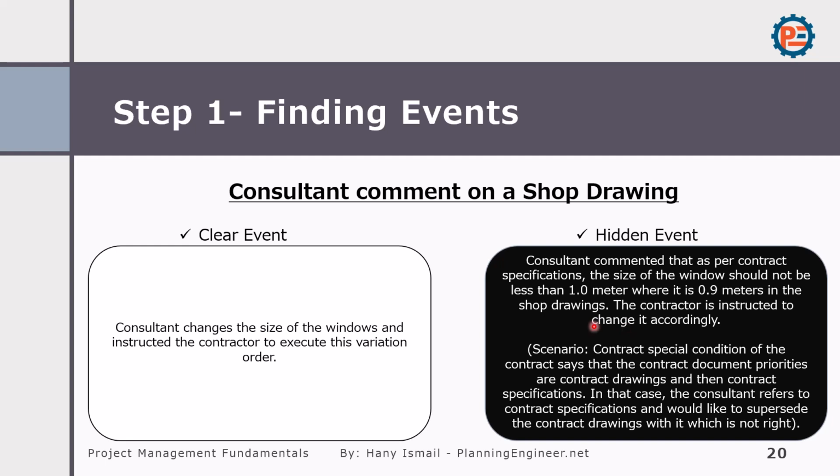The scenario here: a specific condition of contract says that the contract document priorities, and this is very important to understand the document priorities. Sometimes the priority is design drawing, sometimes the priority is to the BOQ, sometimes the priority is to the specification. In that case, the consultant refers to contract specification and would like to supersede the contract drawing, which is not right because the contract drawing is higher priority than the contract specification.